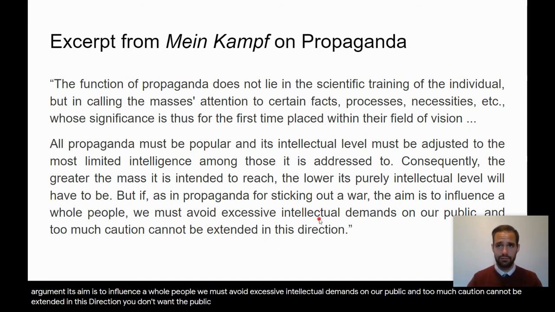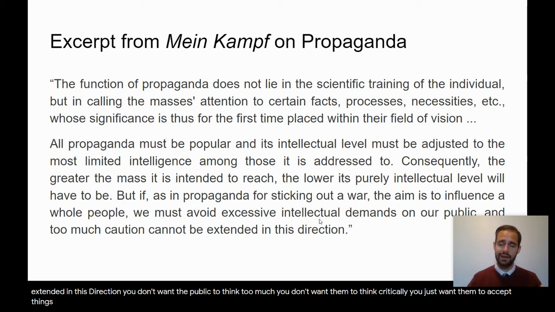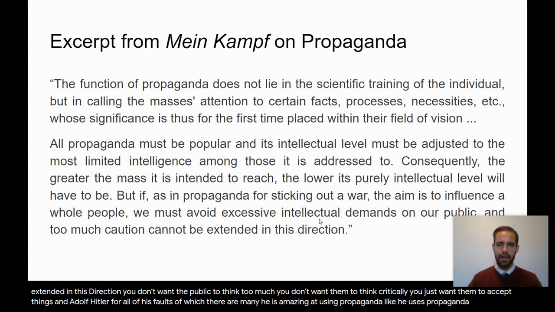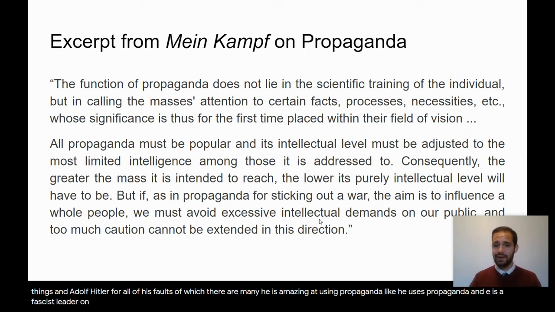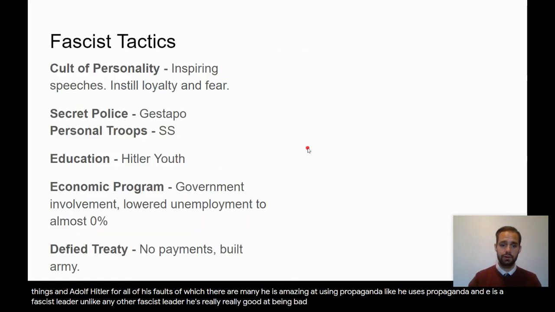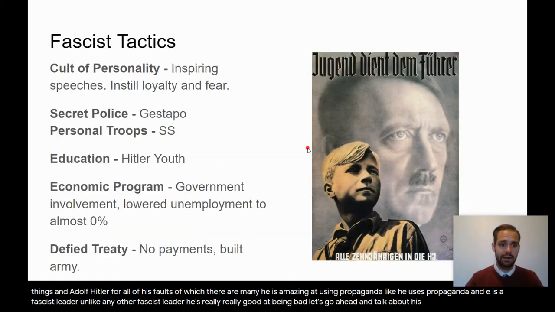You don't want the public to think too much. You don't want them to think critically. You just want them to accept things. And Adolf Hitler, for all of his faults, of which there are many, is amazing at using propaganda. He uses propaganda, and he is a fascist leader unlike any other fascist leader. He's really, really good at being bad. Let's go ahead and talk about the tactics that he uses.